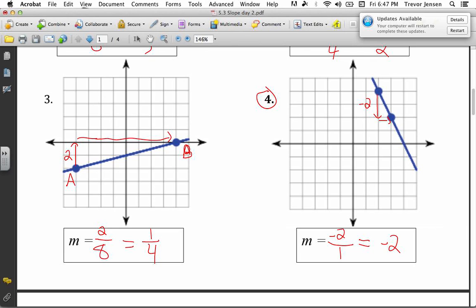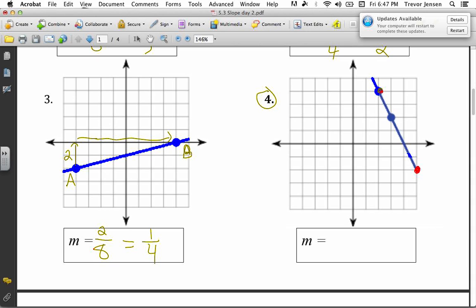Okay, and I think I'll just show you, just prove to you, that it doesn't matter which 2 points you choose. I got negative 2 when I used the 2 points it gave me. What if I decided to use this point, and let's say I used this point way down here. Let's say I calculated the slope between those 2 points.